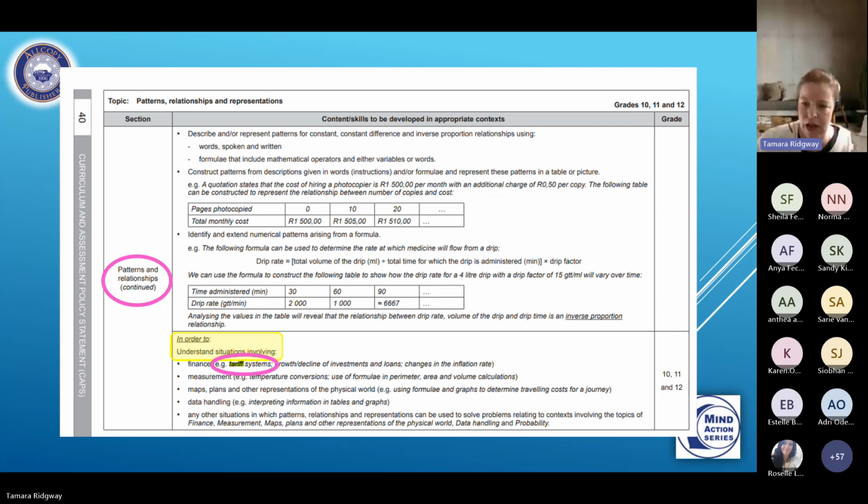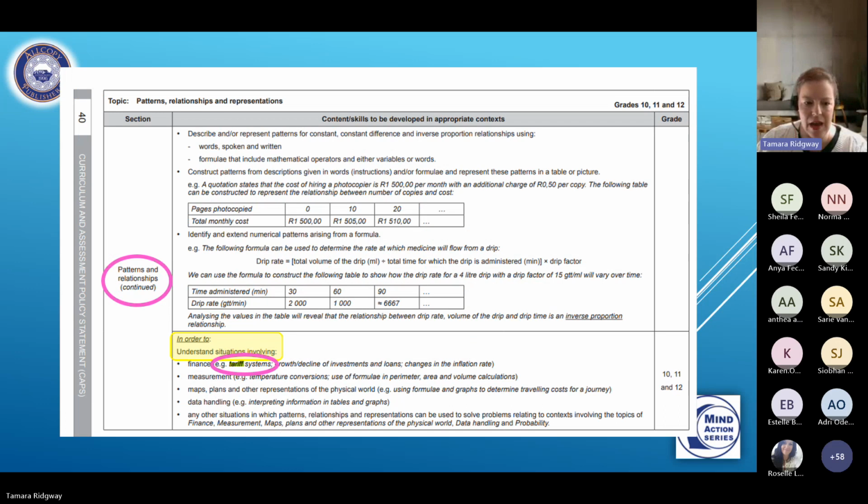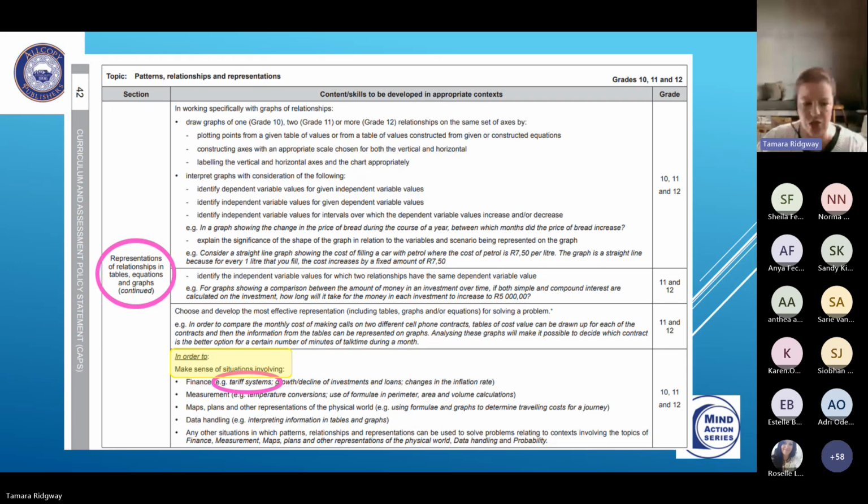And so far we've had it under ratio, where we can test it under ratio, rate, and now under finance with graphs. Going one step further, we're still under representations of relationships in tables and equations and all of that. And we see it once again in order to make sense of situations involving finance. It's an exact repetition. So the previous one was just one part of, if I go backwards, you'll see that the previous one was our patterns, and now this is actual representation. So it's the actual graphs.